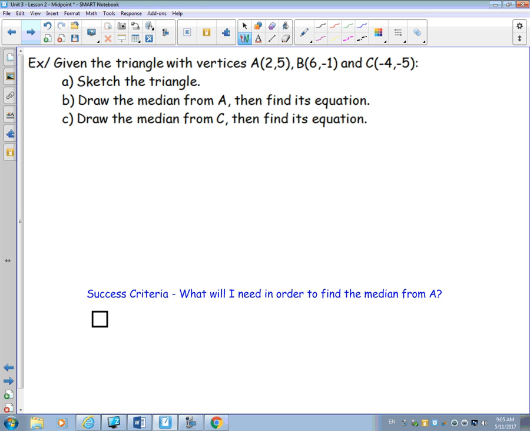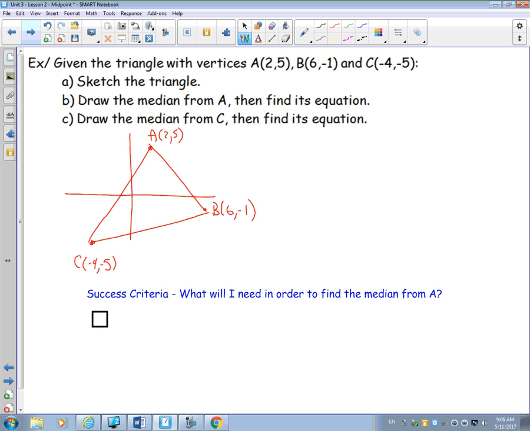So let's draw it. We need a Cartesian plane to start. A is 2, 5. So we're going to rough sketch here. A is 2 and 5. I would suggest use the yellow stickies. B is 6 and negative 1. And C is negative 4 and negative 5. And I want to sketch it so I get an idea about my shape and how accurate my math is.